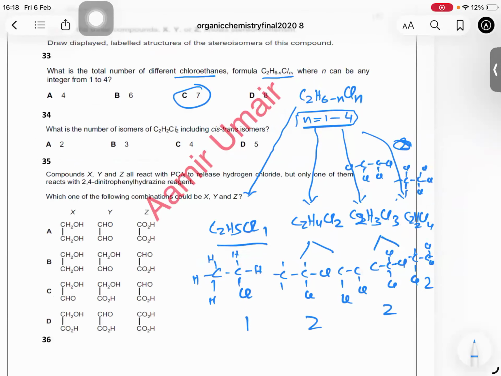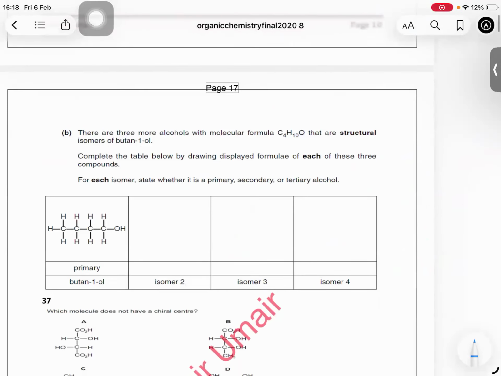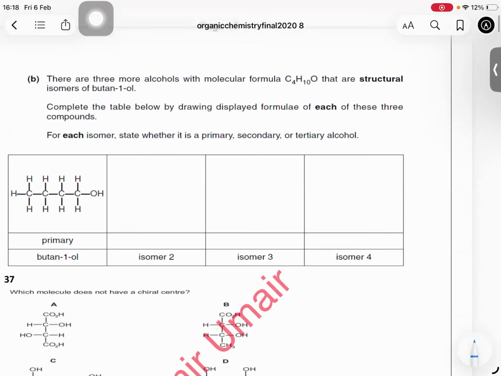Do you get it? Yes, sir. Okay, here it is. There are 3 more alcohols with the molecular formula C4H10O that are the structural isomers of butan-1-ol. Complete the table below by drawing the displayed formula of each of these 3 compounds. For each isomer, state whether it's a primary, secondary or tertiary alcohol. First, you have to draw the isomers and then state whether it is primary, secondary or tertiary. Okay, please do it.